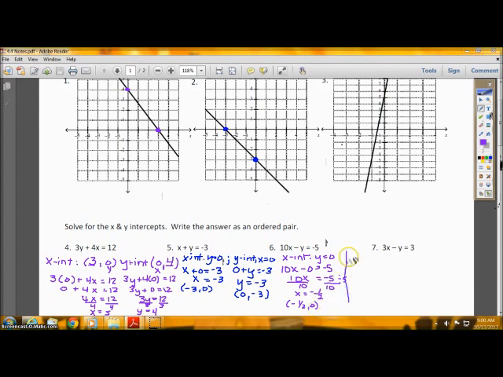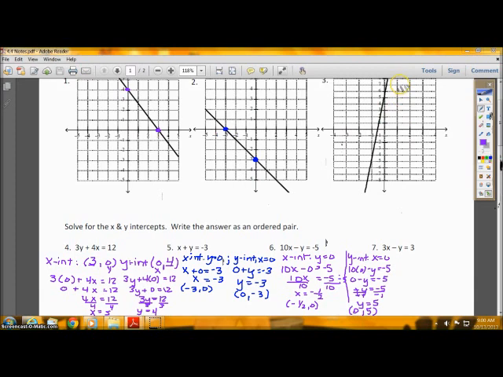My y-intercept, I'm going to plug in 0 for x. x is going to equal 0. So then I get 10 times 0 minus y equals negative 5. That gives me 0 minus y equals negative 5, or negative y equals negative 5. Being that I need a positive y, I'm going to divide by negative 1. That eliminates the negative signs. Negative and negative is positive, making it positive y. And negative divided by negative makes that positive 5. So my y-intercept is at (0, 5).